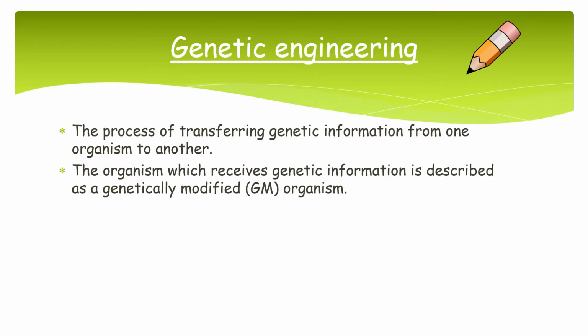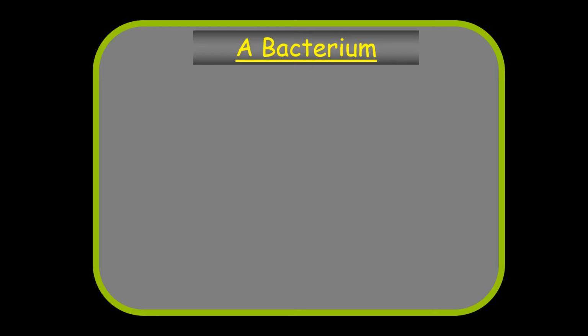So genetic engineering is the process of transferring genetic information from one organism to another. The organism which receives the genetic information is described as a genetically modified organism, or a GM organism. You'll need to make a note on this, and you need to know it. So you'd put the heading genetic engineering, and then you'd put the bit below. You could write it out many times, or you could try to speak it many times. Bacterial cells are often used in genetic engineering, and that's because you can multiply them rapidly, and also they're cheap.